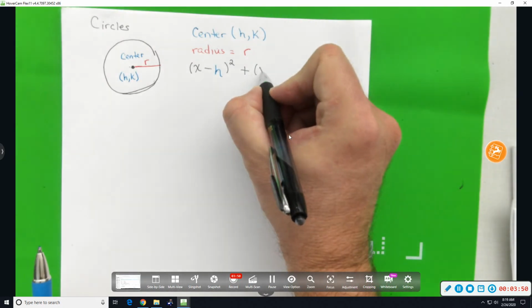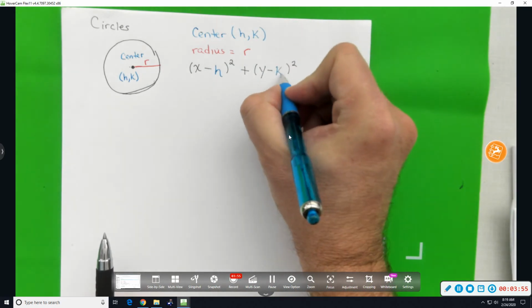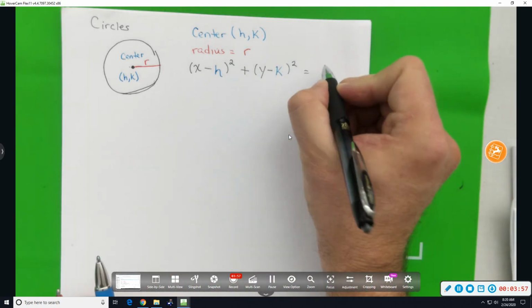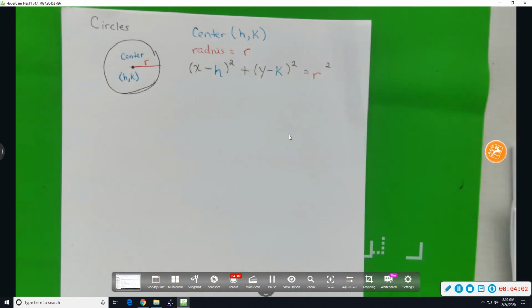Plus y minus k squared equals r squared. So if you know the center and the radius of a circle, then you can graph it. That's what you got to do. No matter how you're going to graph, if you're going to graph a circle, you've got to know that center. If you have an old-fashioned compass with a sharp end and a pencil, you've got to know, where do I put that sharp point, and how far out do I move the pencil? That's the center and the radius.